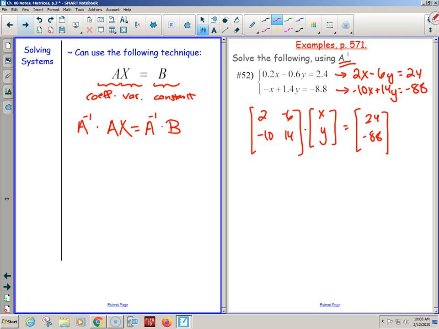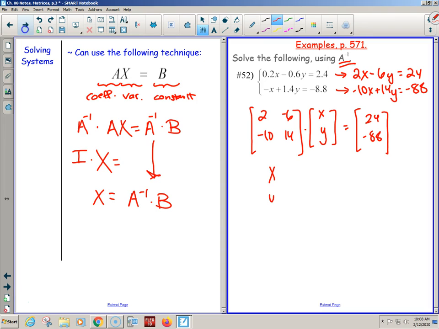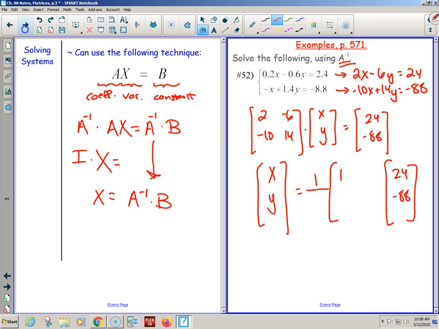So how do we undo with an inverse? We just multiply both sides by it, in the order that it will take out, well, technically, it will make the identity. And the identity times anything is itself. So all I really need to do is multiply this guy by 1 over the determinant of that guy times, switch the main and opposite.